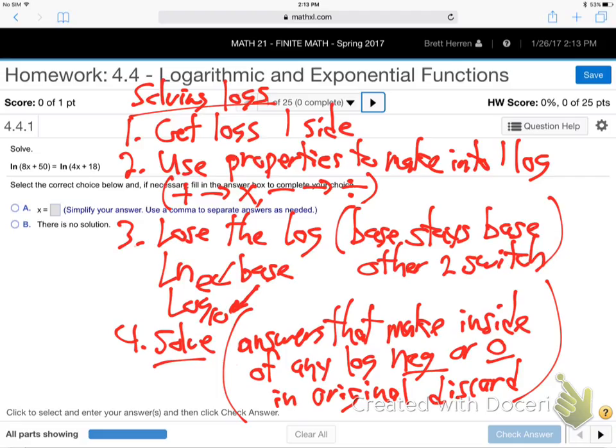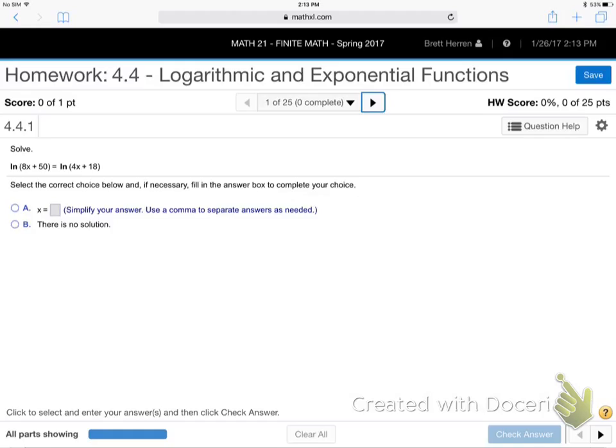So I'm going to go to a new page here. And let's do this one. All right, so I'm going to go through the steps with you. So step 1. The LNs on the same side. I don't like writing way over here, so let me go over here. So we've got ln of 8x plus 50 equals ln of 4x plus 18.